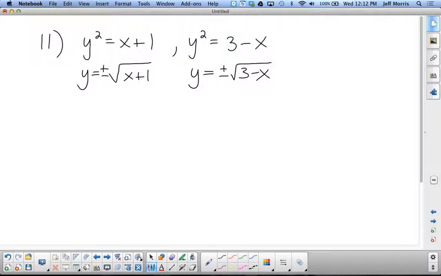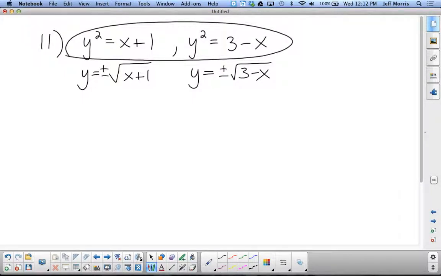So what the directions said to do is don't do it in terms of x, do it in terms of y. So what you do here is you take the equations and you solve for x. I'll go back and show you what it looks like in terms of y. That one would be x equals y squared minus 1. This one over here would be x equals what? 3 minus y squared.